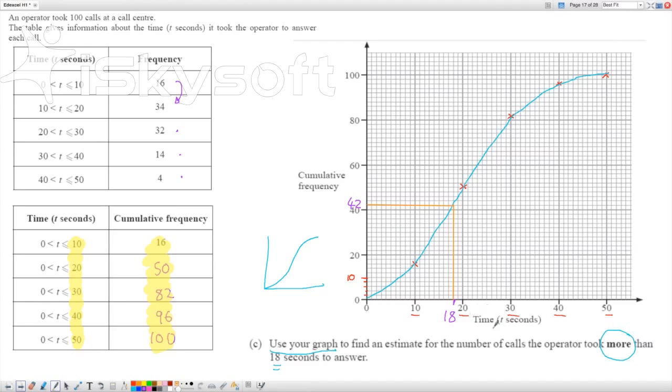But we want to know how many take more than, so in this direction, how many more than. So we're going to take 100 as our total, subtract 42 to find out that there were 58, the frequency between the 42 upwards for the number of calls the operator took more than 18 seconds to answer. So that's really key there, that last bit. The answer is not 42, you're subtracting 42 from the total frequency, 100.